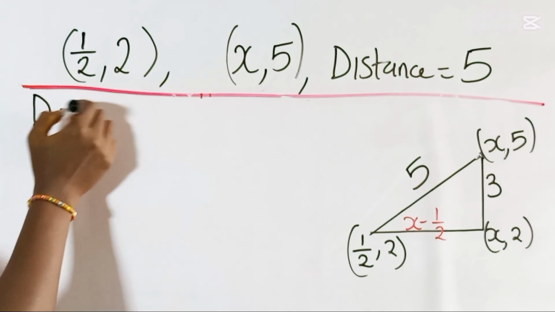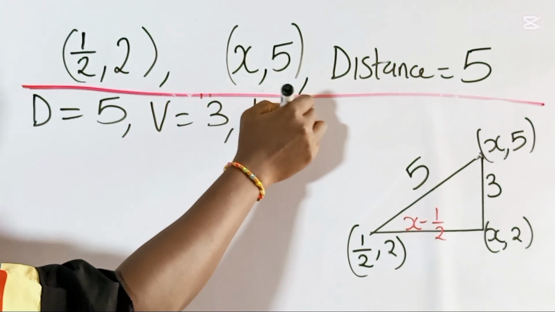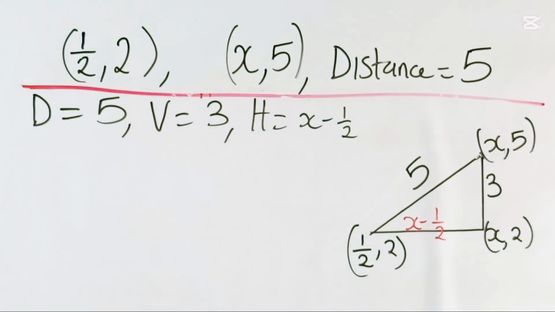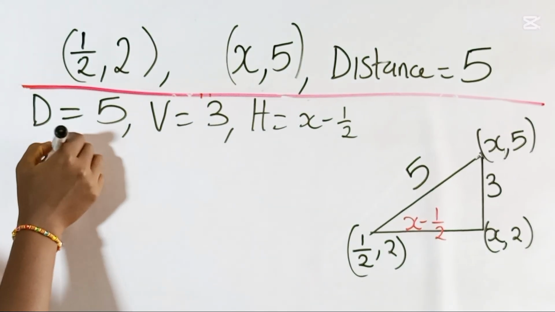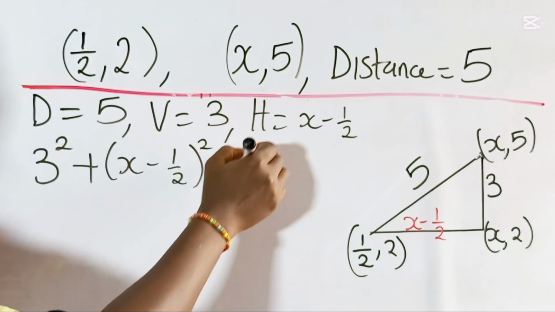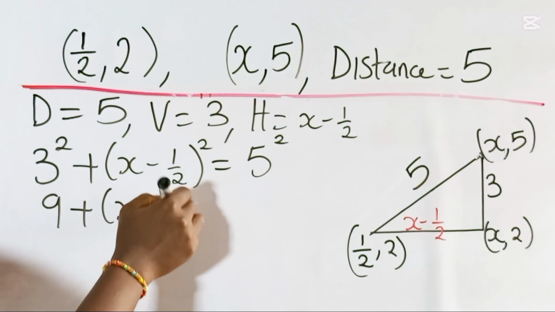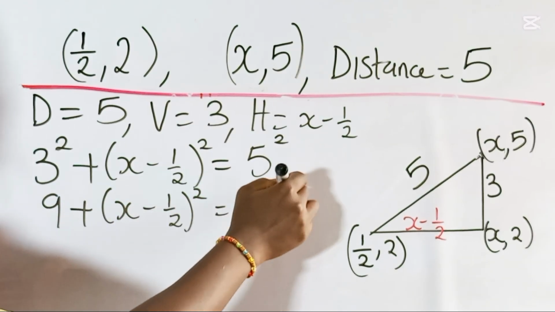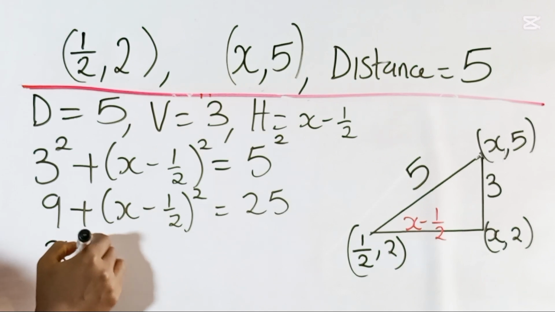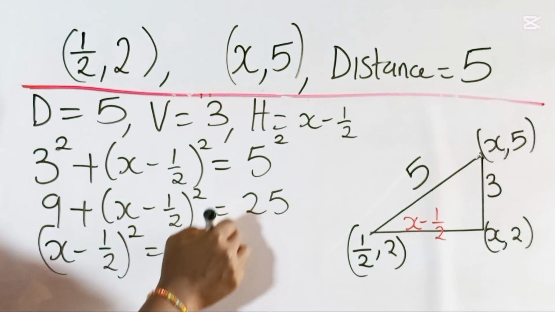So we have the diagonal to be equal to 5 units. We have the vertical distance to be equal to 3. And the horizontal distance h is equal to x minus 1 over 2. So this is going to give us 3 squared plus (x minus 1 over 2) squared is equal to 5 squared. So this gives us 9 plus (x minus 1 over 2) squared is equal to 25. Subtract 9 from both sides. We have (x minus 1 over 2) squared is equal to 16.